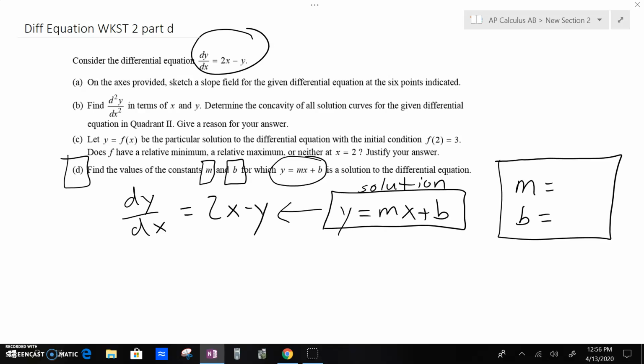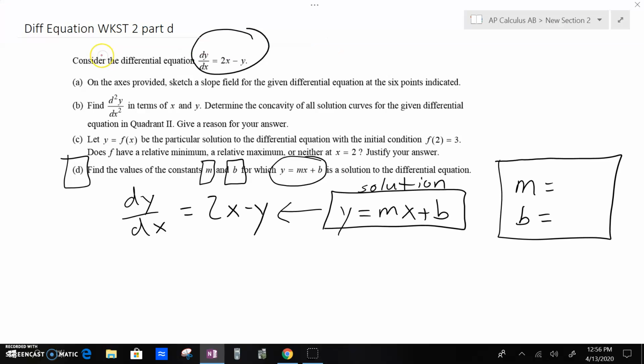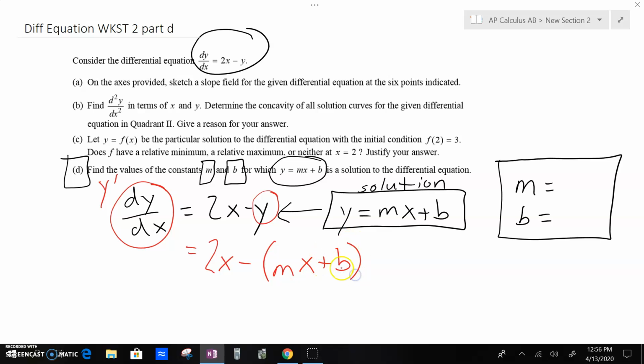So for something to be a solution, what it means is, and I'm going to grab a different color pen here, just because we can, I need to plug in for both y and y prime, and show that the left side and the right side are equal. In this case, this is y equals mx plus b. So let's plug that in for y: mx plus b.